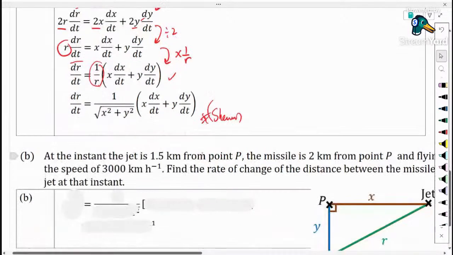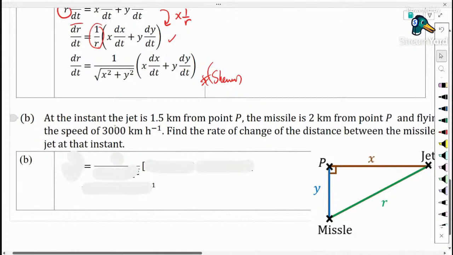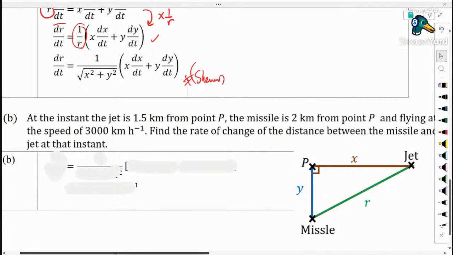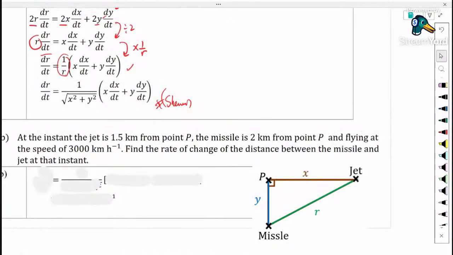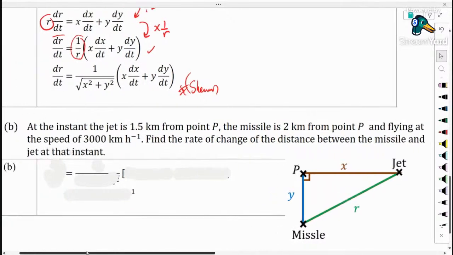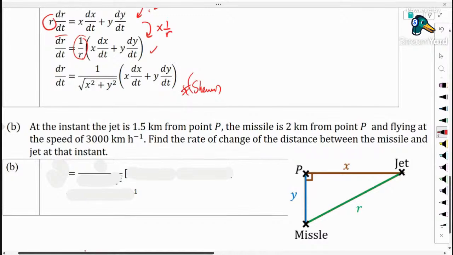Now, to find the rate of change of the distance between the missile and the jet, I want to find dr/dt, and I need to consider at what instant for part B. So we need to consider the instant when the jet is 1.5 kilometers from point P, which regards the x value, so we have 1.5 kilometers, and the missile is 2 kilometers from point P, so here we have 2 kilometers.